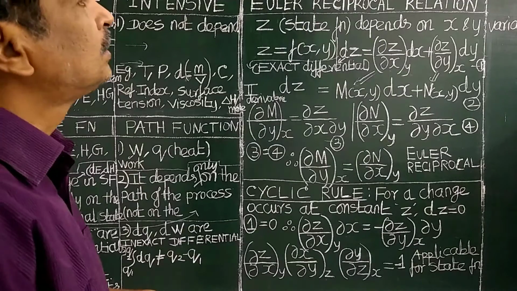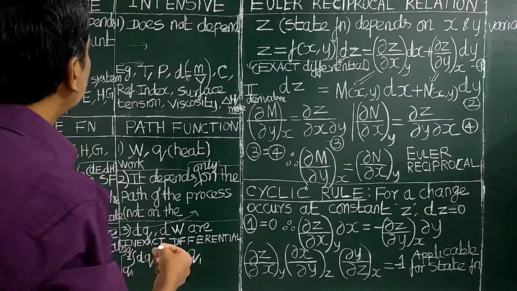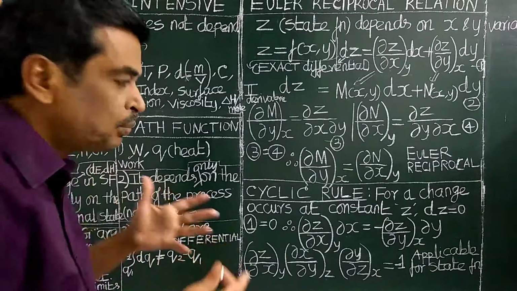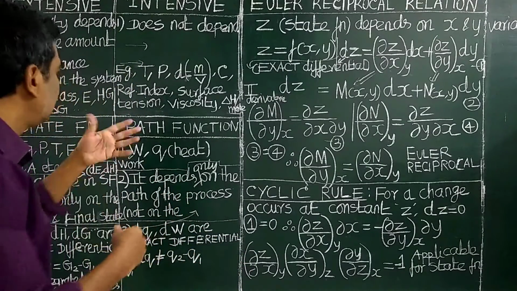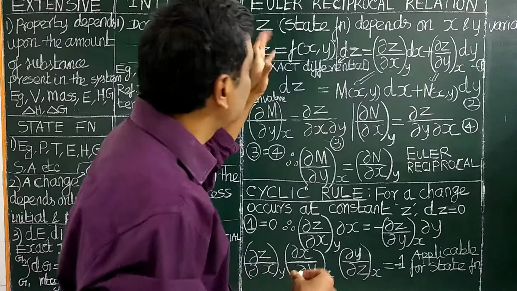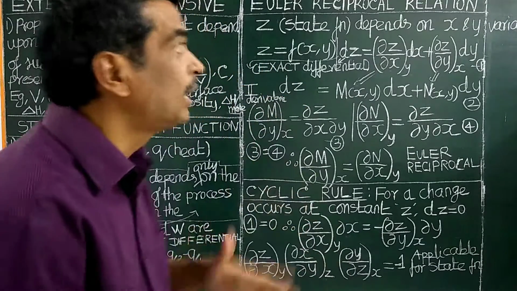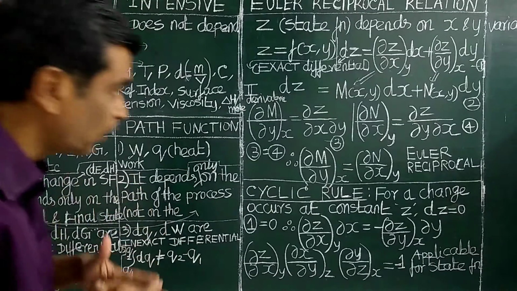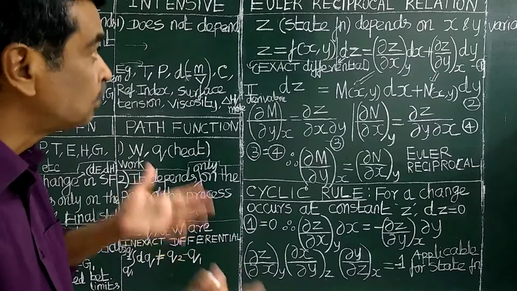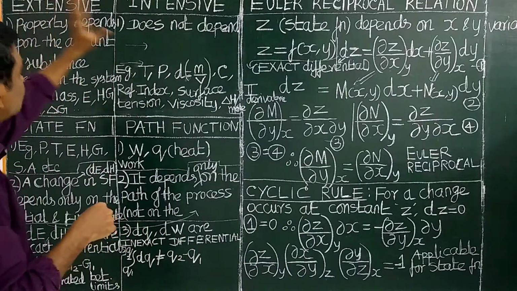Good morning. Let us see today thermodynamics, the fundamental concepts: what are extensive properties and intensive properties, what are the differences between exact differential and inexact differential, and we will derive the Euler reciprocal relationship. This is very important when we study chemical potential. When we study chemical potential in thermodynamics, that is important in deriving Gibbs adsorption isotherm and other things, and the cyclic rule.